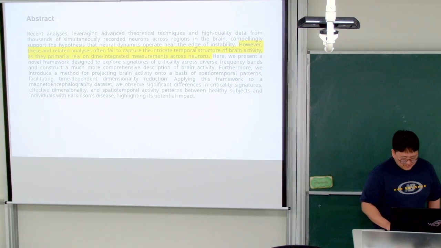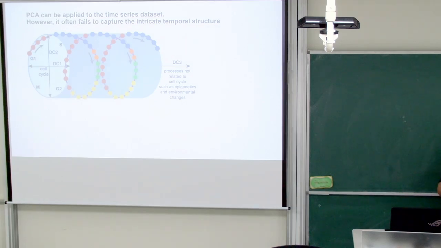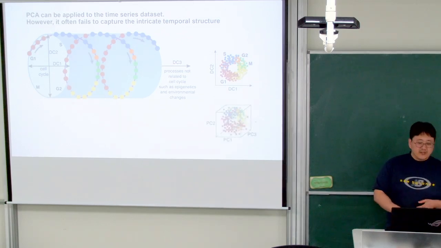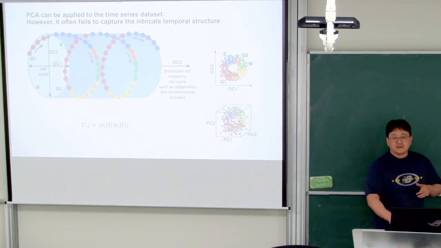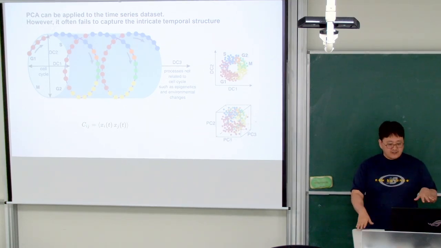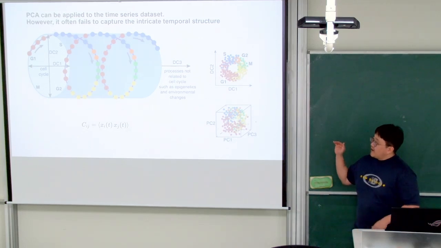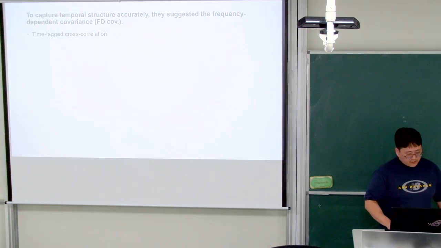PCA actually can be used for capturing the common pattern from the time series dataset, but the performance is not that good, right? Because for the PCA we first have to calculate the covariance matrix. But in the covariance matrix there is no temporal pattern, right? Because we average out all the temporal structure.